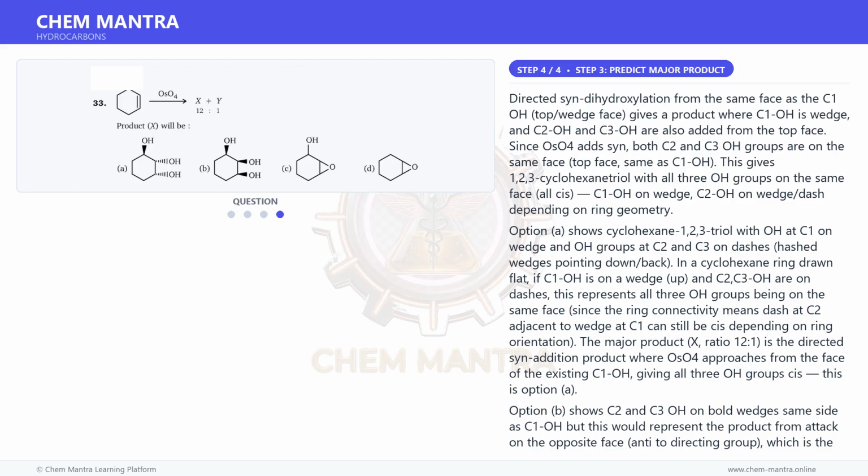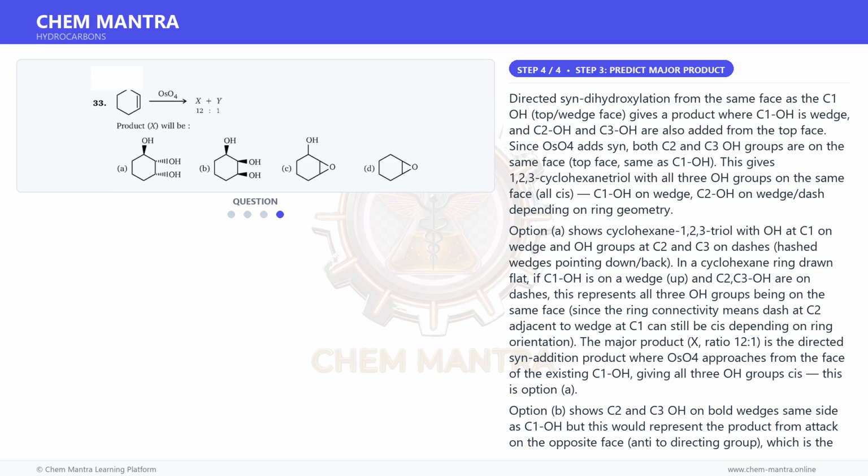And for the final step, directed syn-dihydroxylation from the same face as the C1 OH, the top wedge face, gives a product where C1 OH is wedge and C2 OH and C3 OH are also added from the top face. Since OsO4 adds syn, both C2 and C3 OH groups are on the same face, the top face, same as C1 OH. This gives 1,2,3-cyclohexanetriol with all three OH groups on the same face, all cis, C1 OH on wedge, C2 OH on wedge or dash depending on ring geometry.